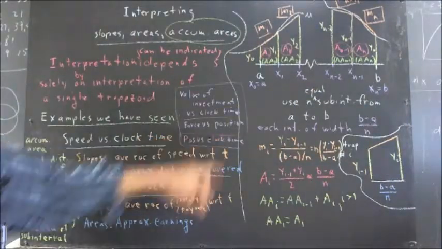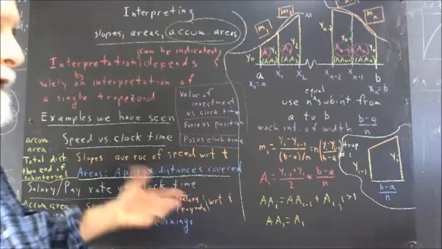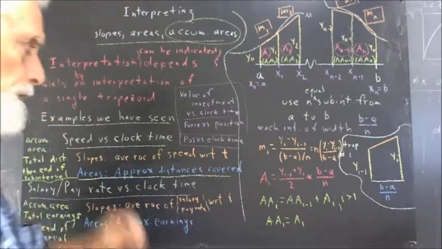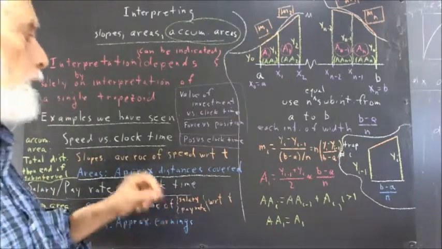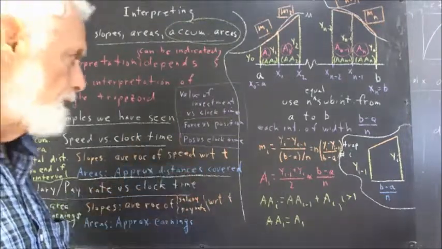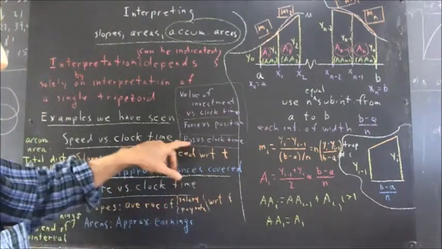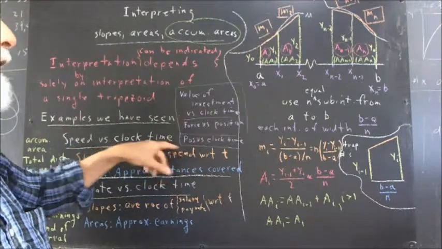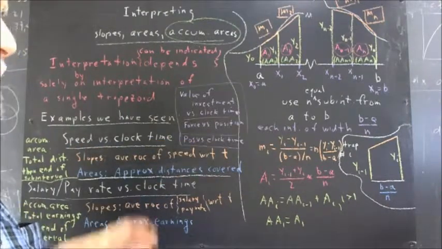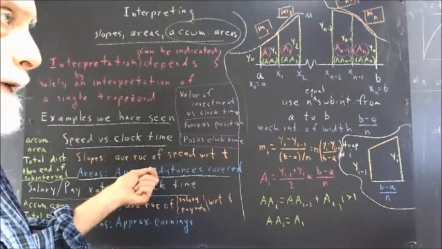And then position versus clock time. The rate of change of the position with respect to clock time is how quickly position is changing. The rate at which position is changing, that would be velocity. And areas would have no significant interpretation, so neither would accumulated areas.